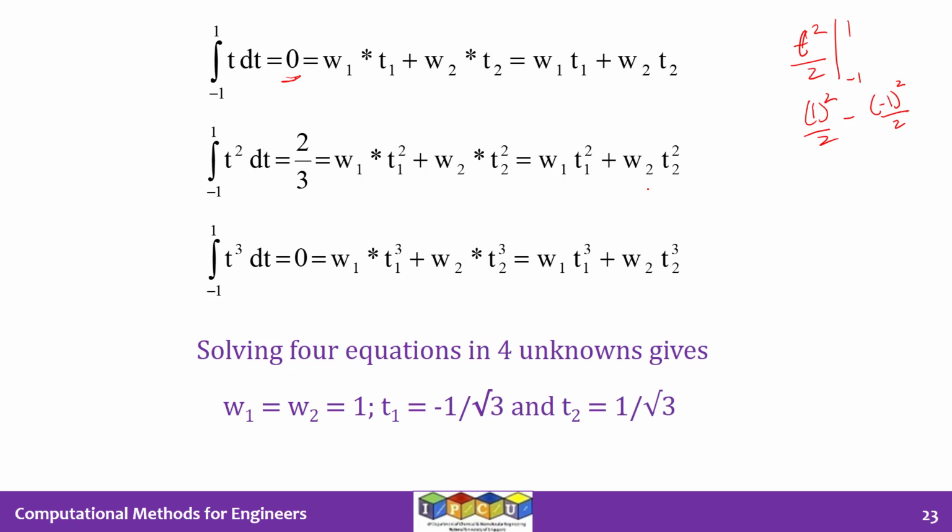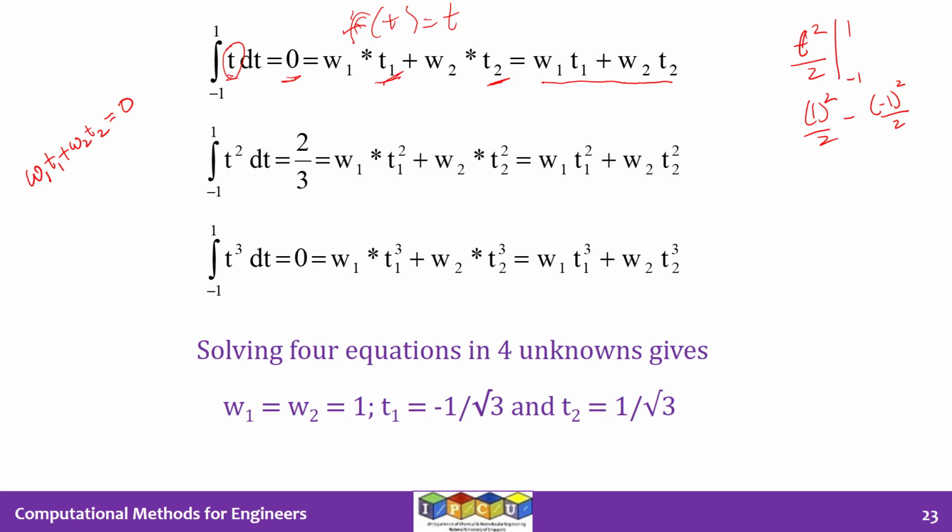And therefore, at t is equal to t1, because f of t is t, f of t1 is going to be t1. F evaluated at t2 will be t2. So the right hand side evaluates to w1 t1 plus w2 t2 when f of t is t. So we get the second equation, w1 t1 plus w2 t2 is equal to 0.